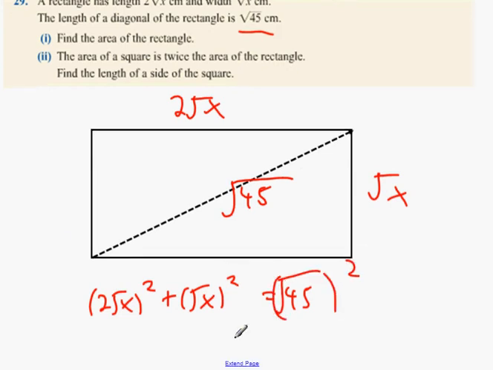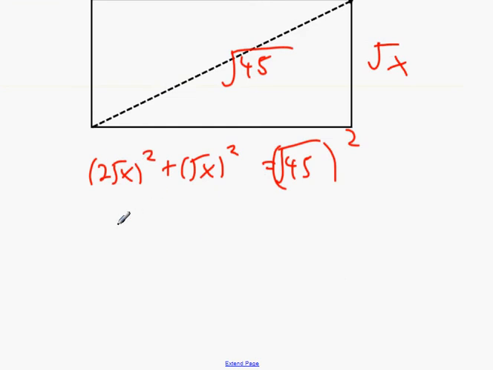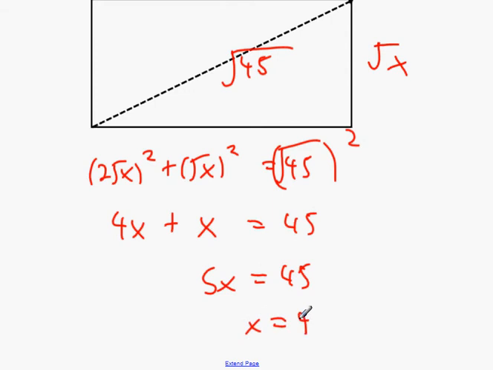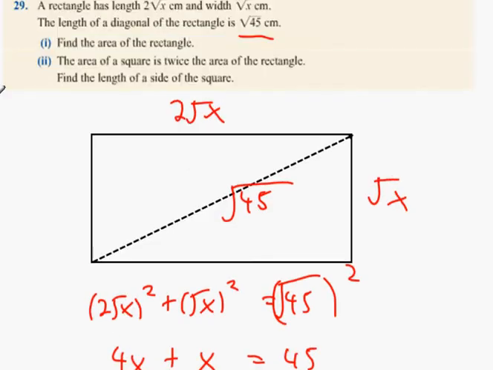Now, 2 root x squared is going to be 4x. Root x squared is x, so 4x plus x equals 45. 5x equals 45. x equals 9. Alright.